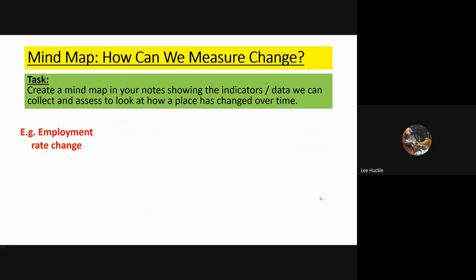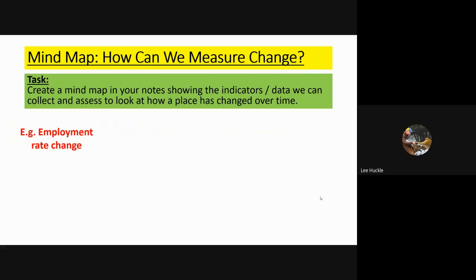So create a mind map in your notes. And you've done this, again, revisit your notes, showing the indicators, data we can collect and assess to look at how a place has changed over time. Now, I'm going to pause here, actually. Great focus for the NEA, the non-examined assessment here. This is basically field work. You going out to a place that maybe has been regenerated and collecting data, primary data, to make a judgment, come to a conclusion about the success of regeneration of a place, combining that primary data with secondary data to help you make that judgment.